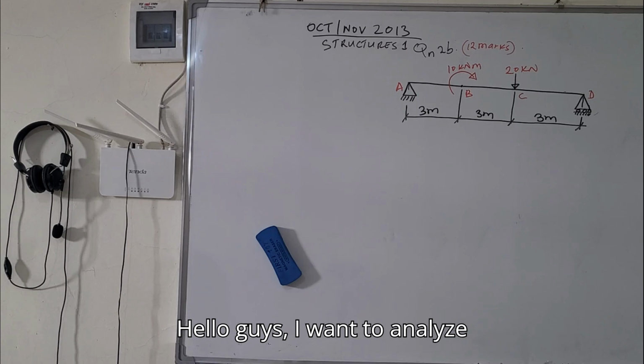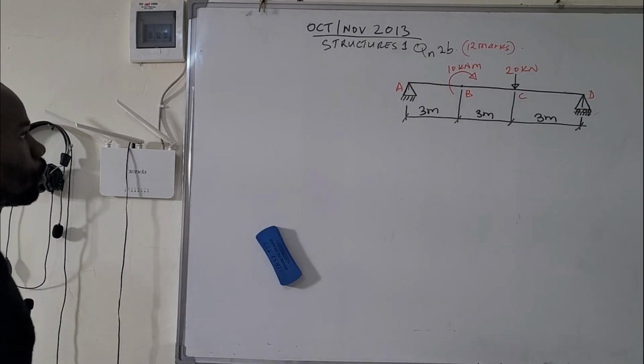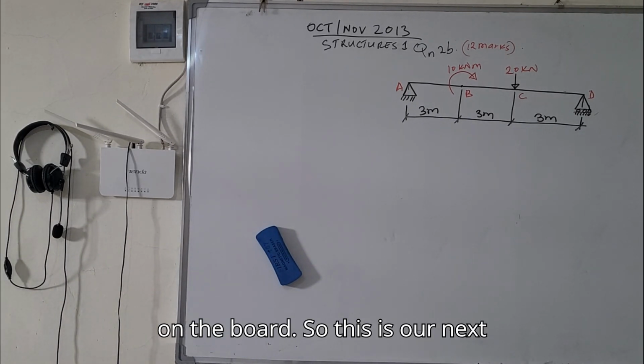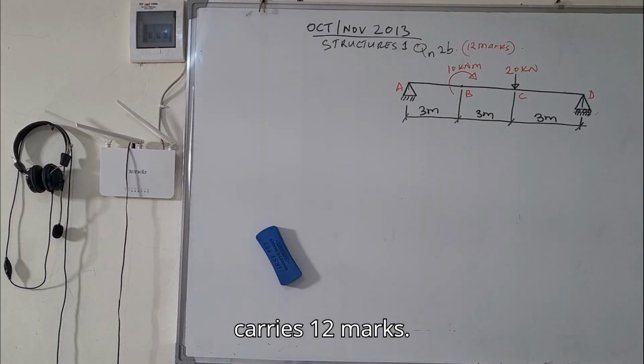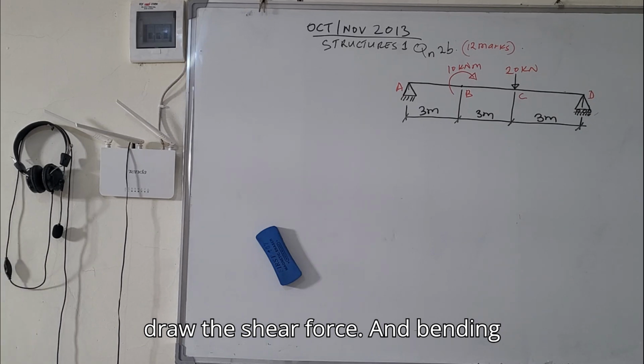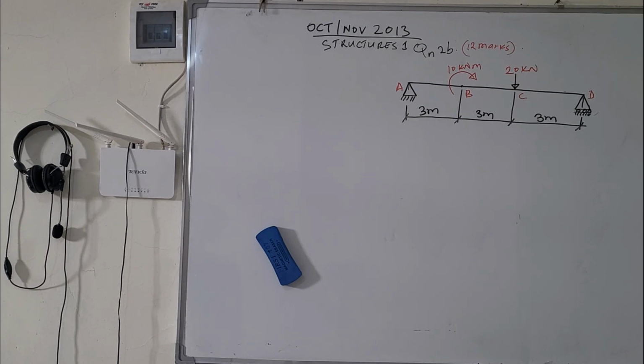Hello guys, I want to analyze a beam shown on the board. It's question number 2B, and the question carries 12 marks. The question reads: draw the shear force and bending moment diagrams for the beam shown below and indicate all critical points.